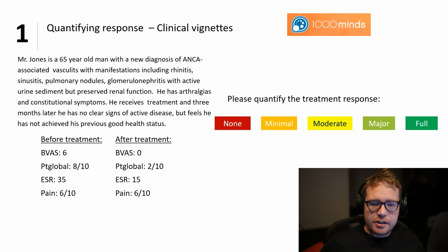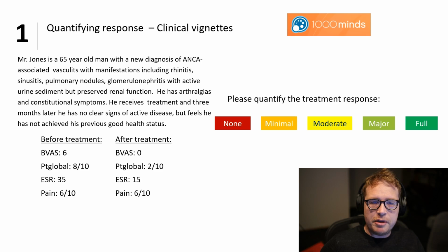Mr. Jones is a 65-year-old man with a new diagnosis of ANCA-associated vasculitis, with manifestations including rhinitis, sinusitis, pulmonary nodules, glomerulonephritis with active urine sediment but preserved renal function. He has arthralgias and constitutional symptoms. He receives treatment, and 3 months later he has no clear signs of active disease, but feels he has not achieved his previous good health status.